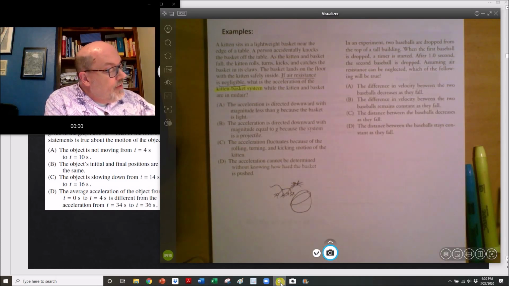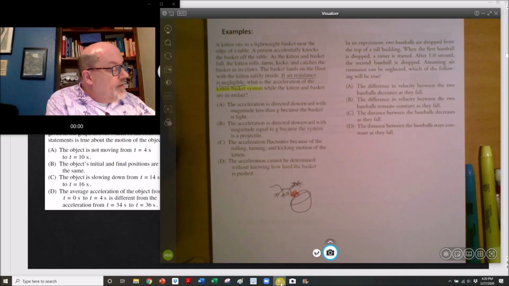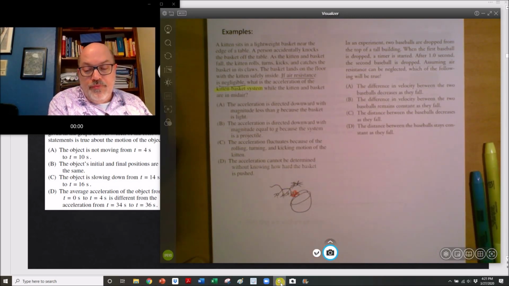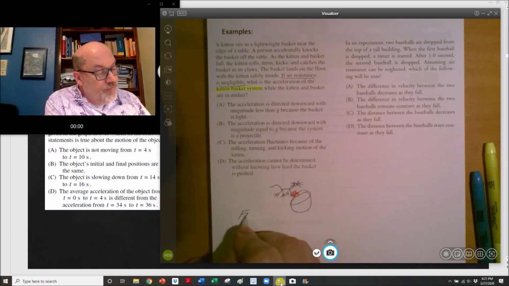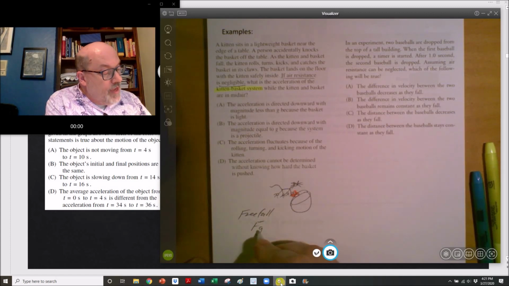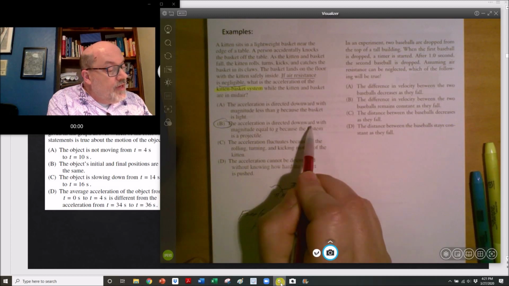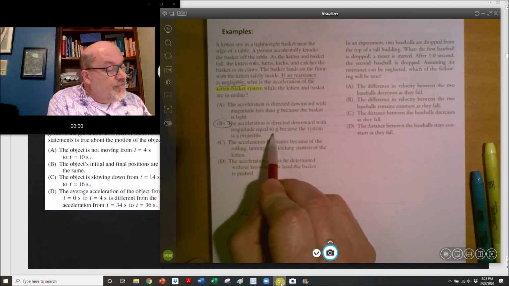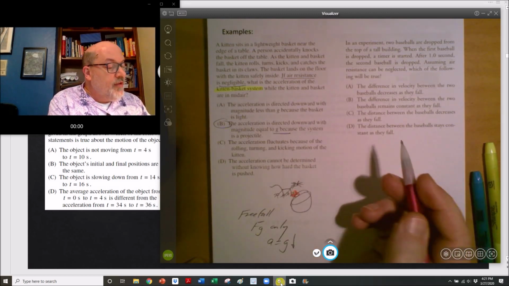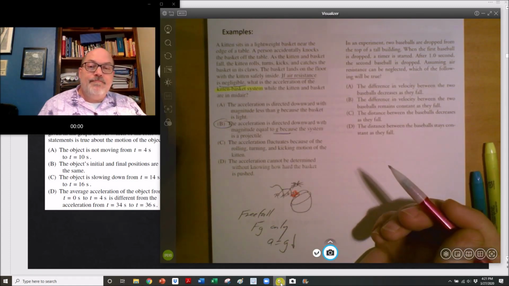Okay, there is a center of mass of this system, and the thing is in free fall. Since the thing is in free fall, that means only the force of gravity, which means the acceleration will equal g downward. So the only possible answer is B, that the acceleration is downward with a magnitude equal to g, because the system is a projectile, meaning it's in free fall, only the force of gravity is acting on it. All right, and that's it.